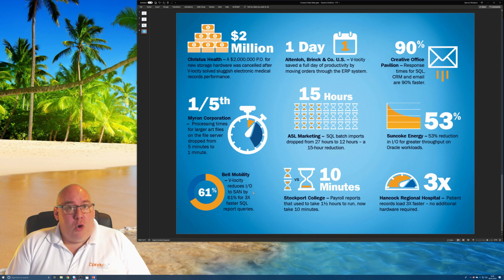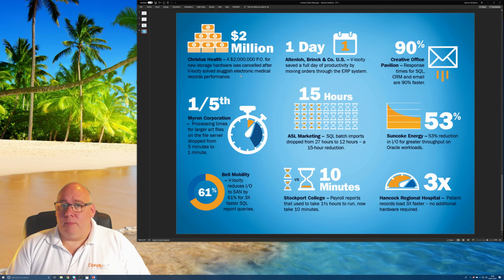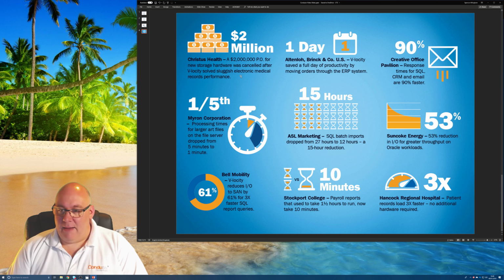Some people are going to get more value from this software than others, but for everybody, it will remove those inefficiencies in Windows. And the more you're using your storage, the more you're likely to see good performance gains and value from the software. There's another one up here, Christus Health, quite a large healthcare organization out in the United States. These guys were about to pull the trigger on a $2 million purchase order from a very well-known storage hardware manufacturer. I probably shouldn't name them, but they rhyme with Cletflap.